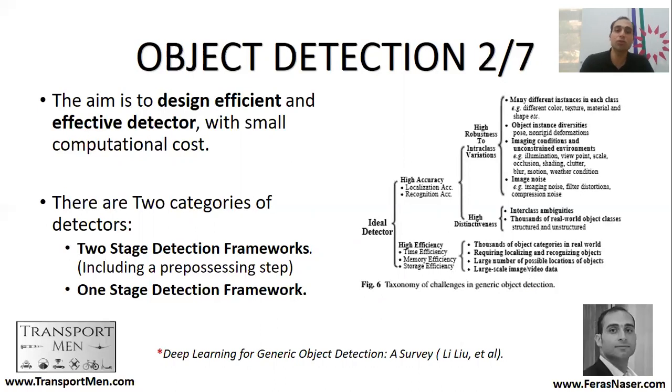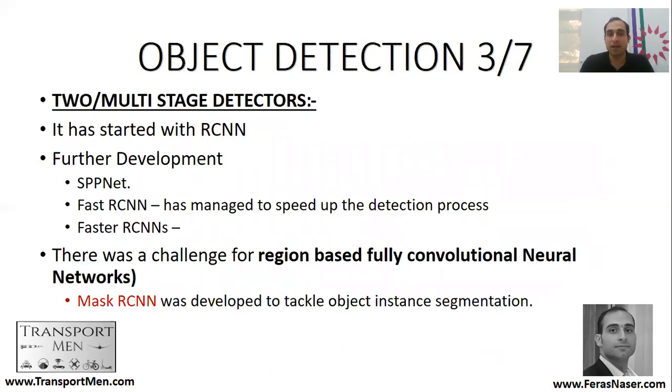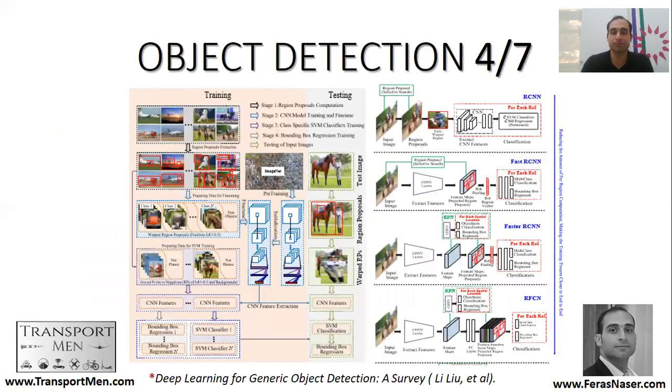Now, let us talk about the different types of detectors. There are two-stage detection frameworks, and there are one-stage detection frameworks. The two-stage detection framework started with RCNN. There was further development with Fast RCNN and Faster RCNN, and then we had Mask RCNN. I have applied Mask RCNN in several railway environments just to see what the model will be seeing. And this is interesting. Let us see what kind of objects will be detected within a railway environment.